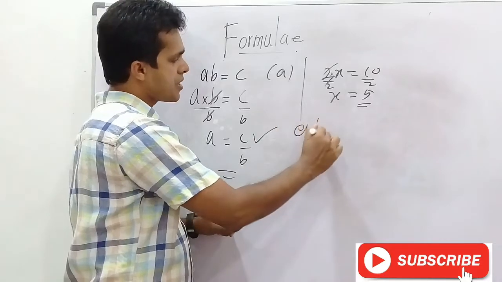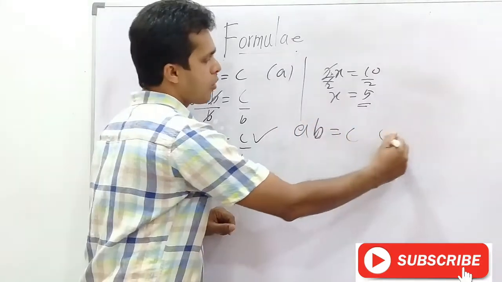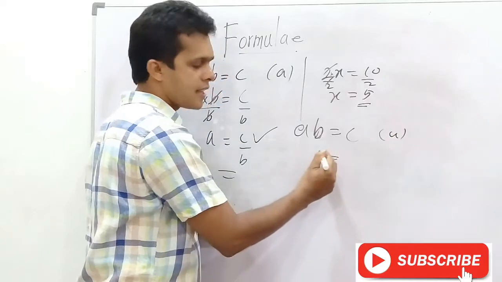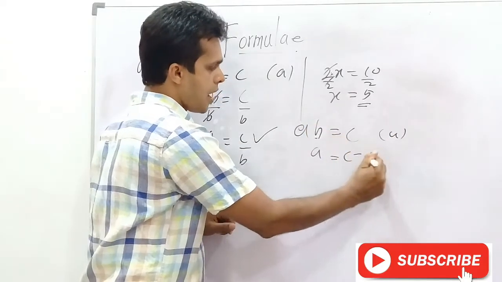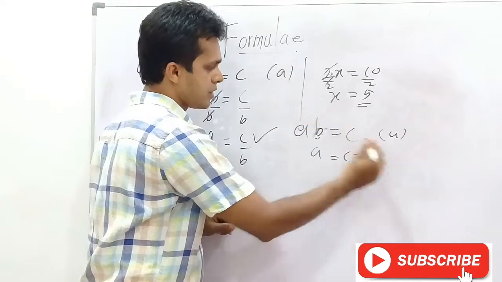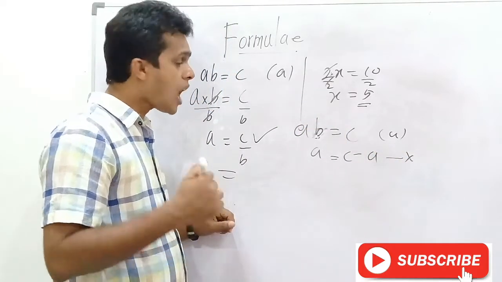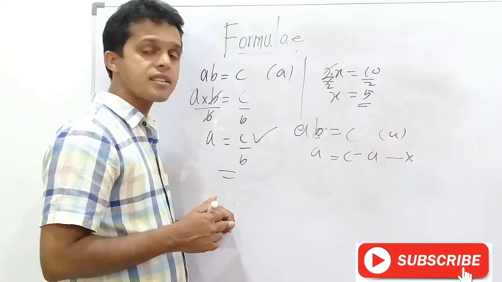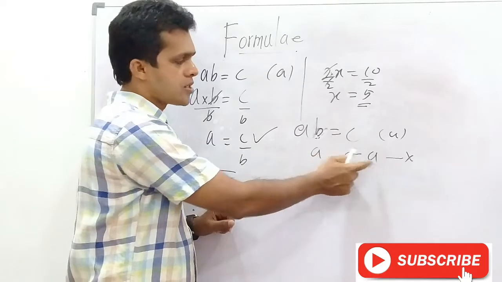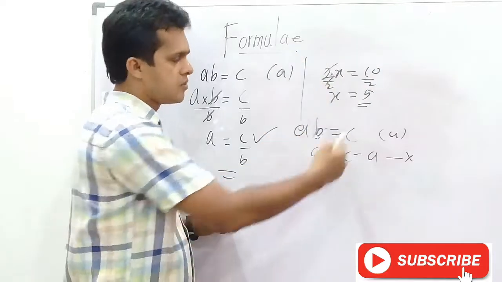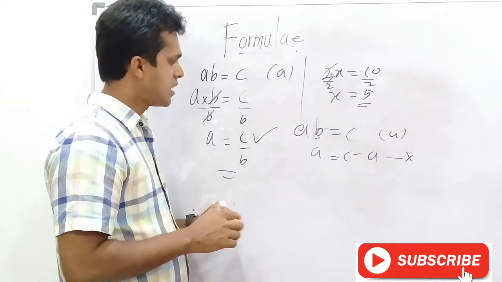Here it is not written that if ab equals c, how can you write the term a as the subject of this formula? a equals c minus a. This is wrong. You can't write the term a as the subject of this formula that a equals c minus a. This is wrong. What is the reason for that?